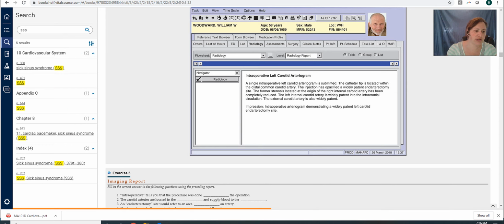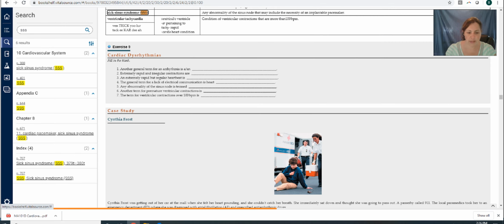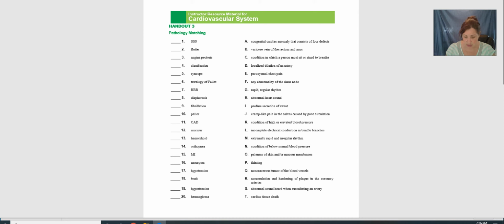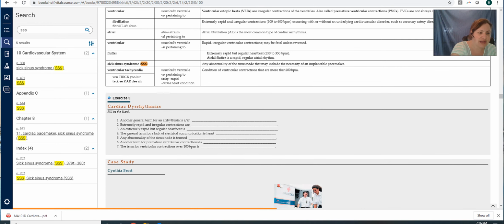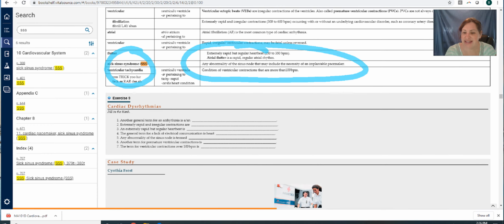So I'm going to click on that first one, and it actually tells me here that SSS stands for sinus sick syndrome. Well, if this ICA was just asking for what the SSS stood for, and I had sinus sick syndrome here on my page, then I'm good. But guess what? It's not there. So maybe they want more of what does it really mean. So I come back here, and on this page here, it tells me any abnormality of the sinus node that may include the necessity for the patient to get a pacemaker. So any abnormality of the sinus node.